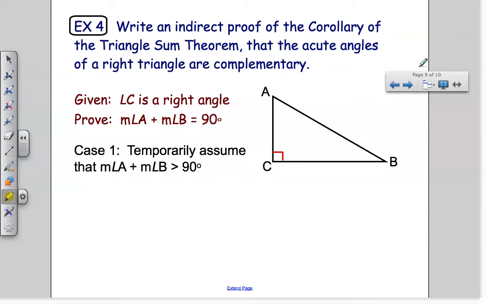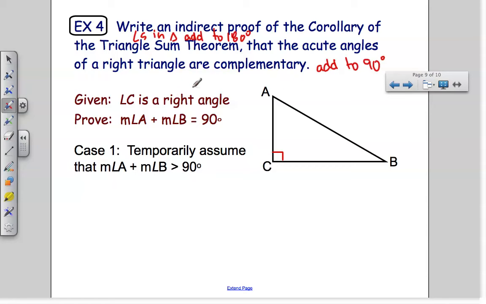Let's try this in one more case here. I'm going to write an indirect proof of the corollary of the triangle sum theorem. Remember, the triangle sum theorem said angles in a triangle add to 180. Triangle sum, right? Sum means adding up. That's what the triangle sum theorem said. But the corollary to the triangle sum theorem said the acute angles of a right triangle are complementary. The acute angles of a right triangle are the two angles that are not the right angle. Complementary, remember, means add to 90 degrees.